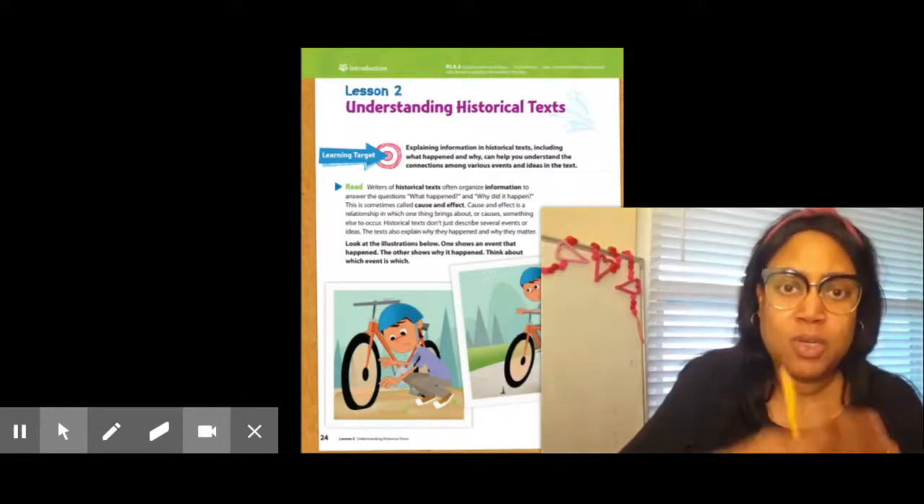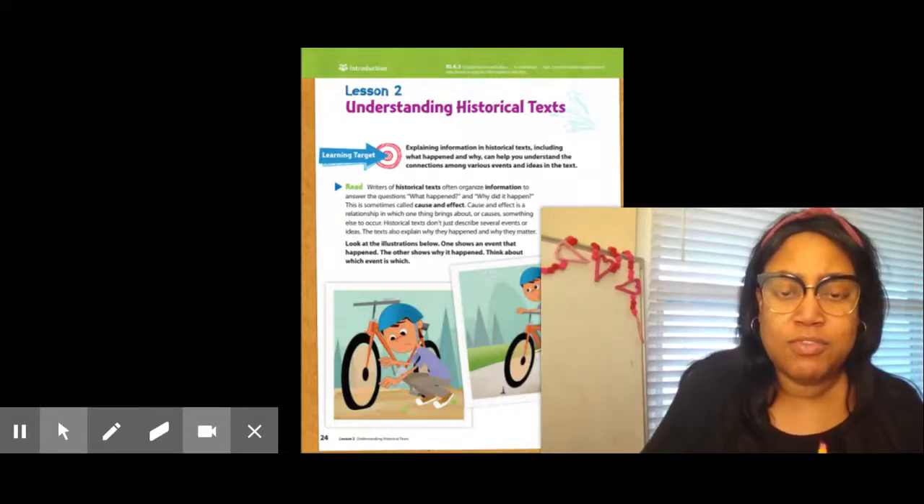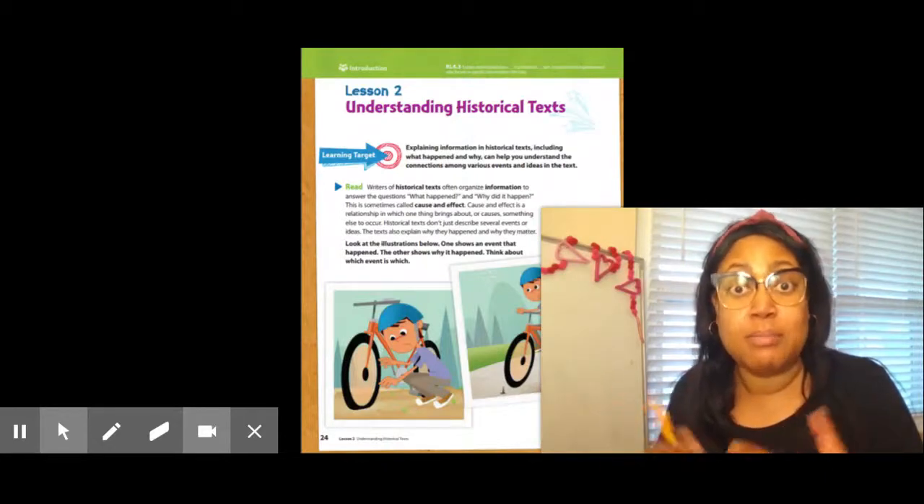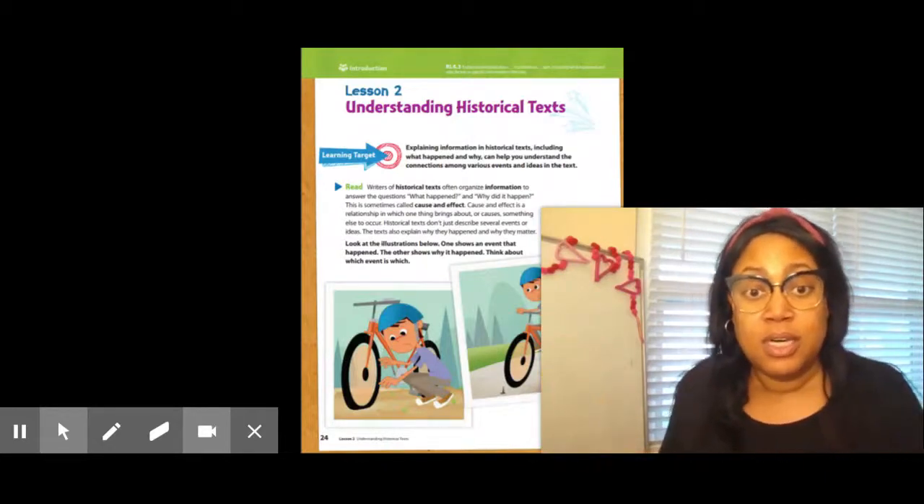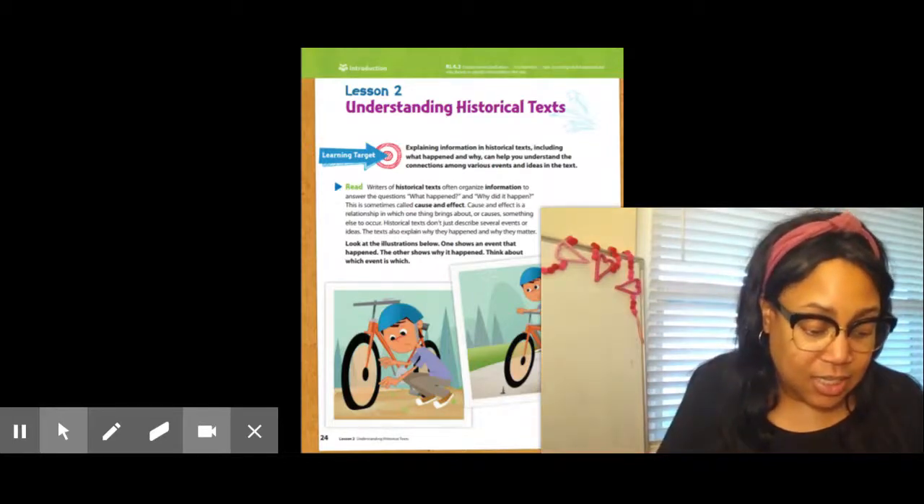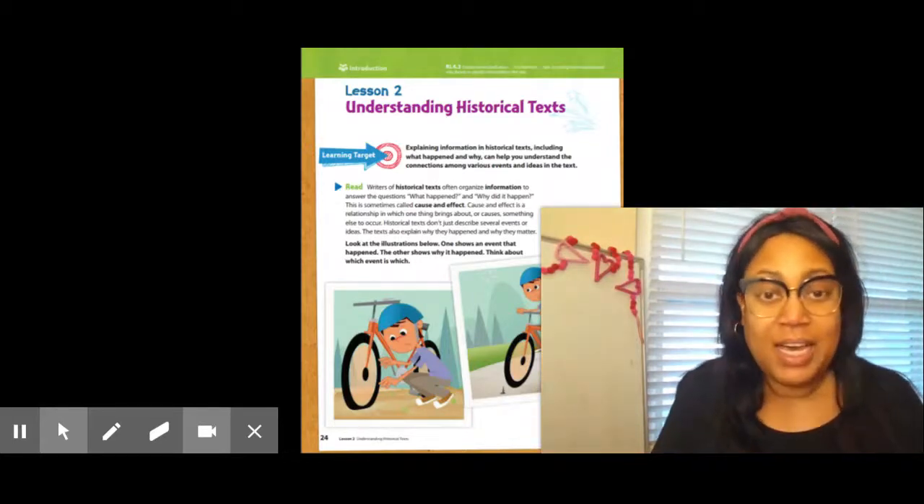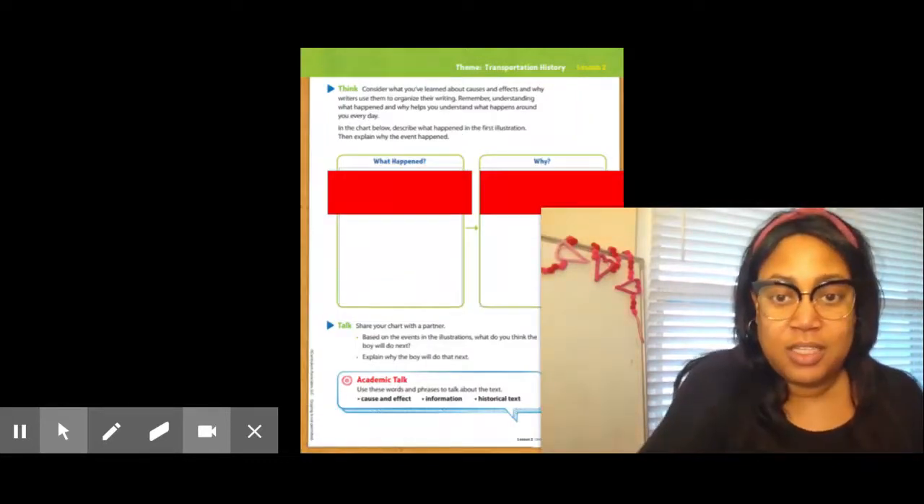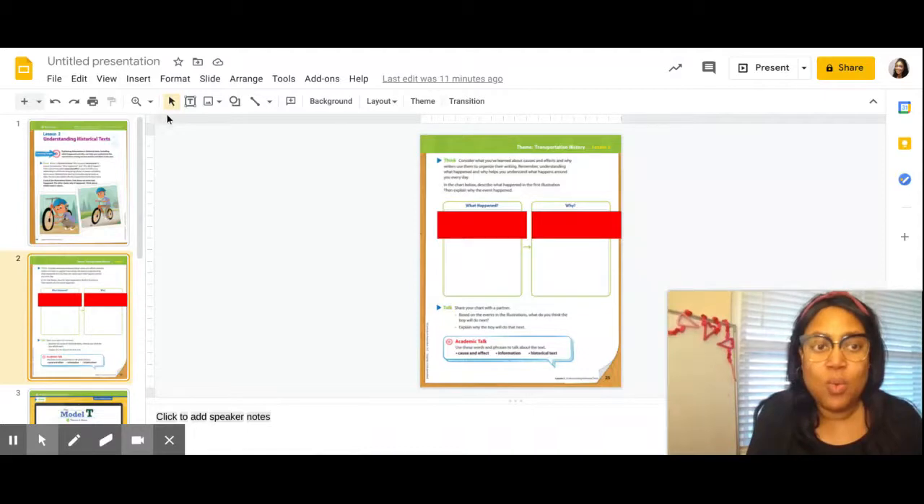So the pilgrims were not able to worship freely in Europe. That's the cause. The effect, or the outcome, the result, was that they moved to the New World. So if we look at these two pictures, let's look at our chart on page 25 and think about what the cause and the effect were. So what happened and why?